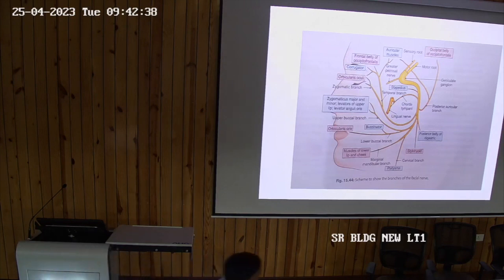Then the posterior auricular nerve, this one. The posterior auricular nerve passes behind the external acoustic meatus, reaching the temporal bone. As it comes here, it divides into the auricular branch and the occipital branch. The occipital branch is supplying the occipital belly of the occipitofrontalis muscle. This muscle has a frontal part and an occipital part. The occipital part is supplied by this posterior auricular branch, which divides into occipital and auricular, and the auricular branch is supplying the auricular muscle.